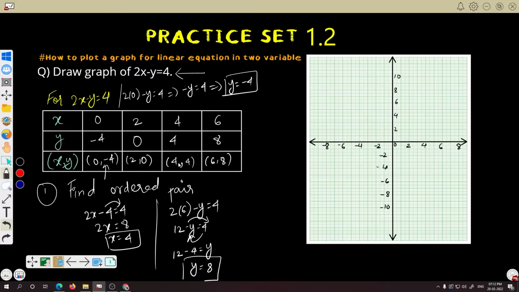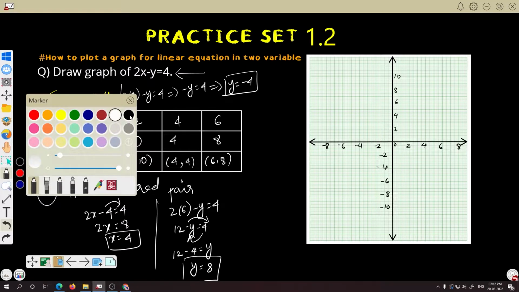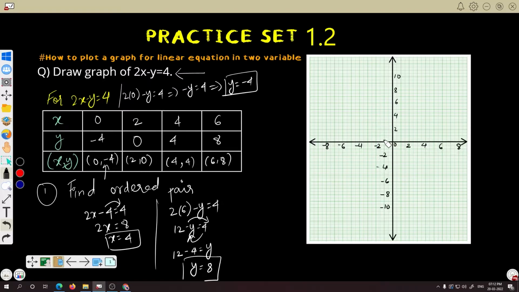Now what we will do is, we have 4 points: 0 comma minus 4, 2 comma 0, 4 comma 4 and 6 comma 8. I will plot all these points on the graph. So we'll change the color. I take it as black. The first point is 0 comma minus 4. The x coordinate is 0 and the y coordinate is minus 4. So this point is 0 comma minus 4. This is the first point.